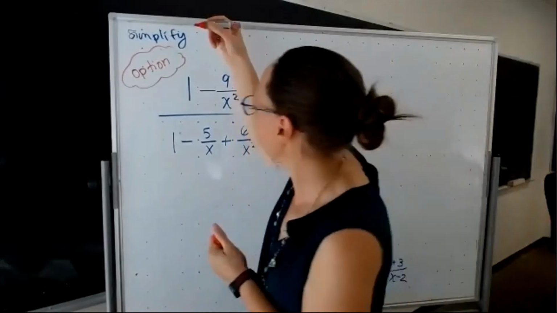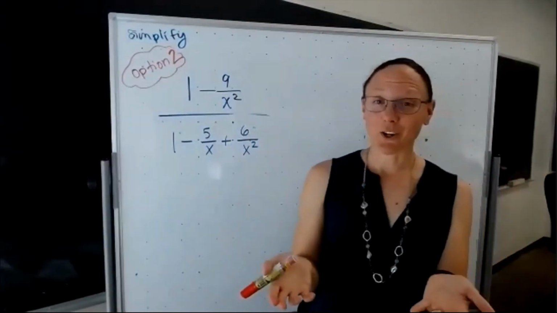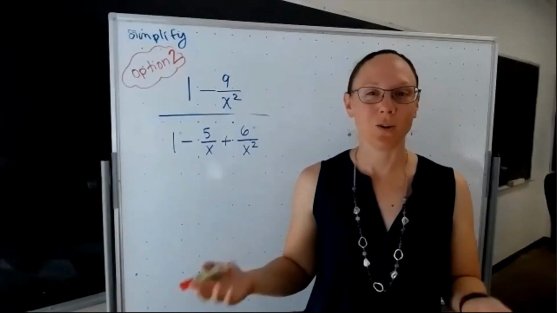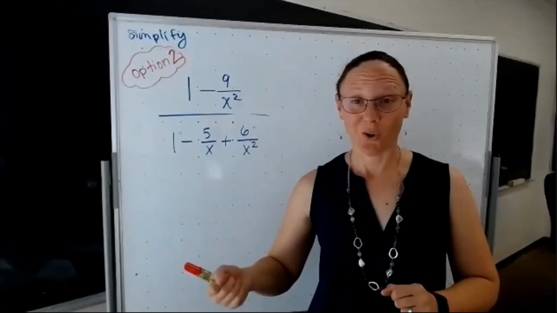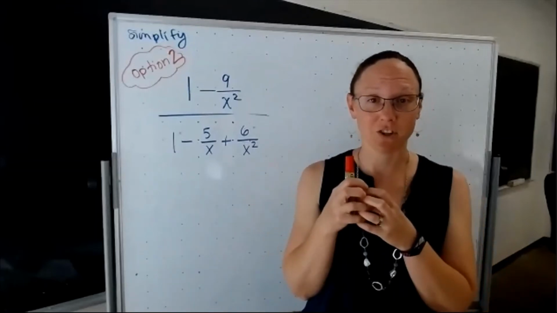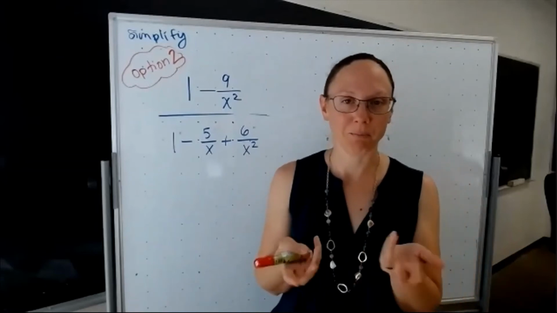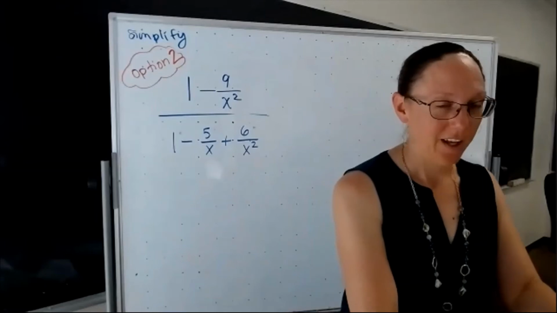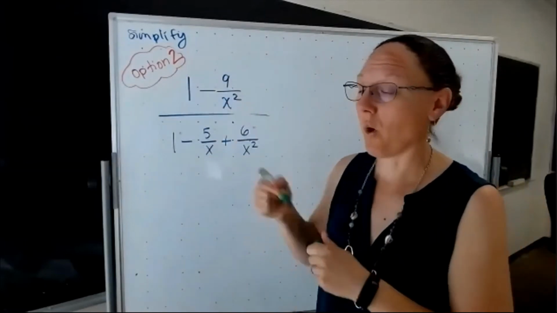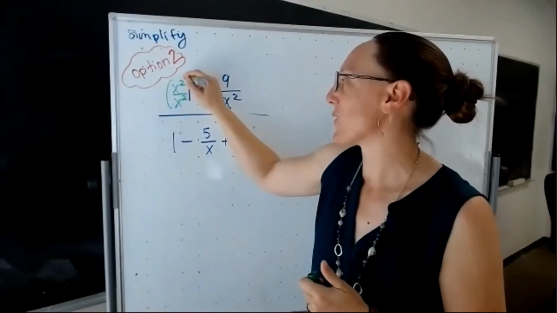Option 2. We already know what the common denominator on the top and bottom both were. We know that it was x squared. So the other option is to just separately combine the terms on the top with a common denominator and combine the terms on the bottom with that common denominator. That means that on the top, I'm going to need to change that 1 into the x squared over x squared form.